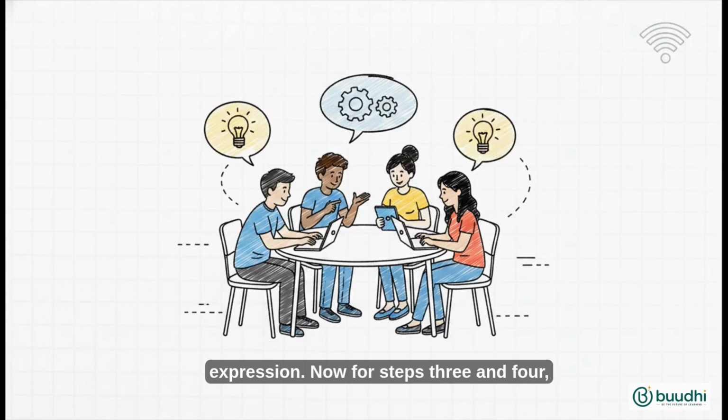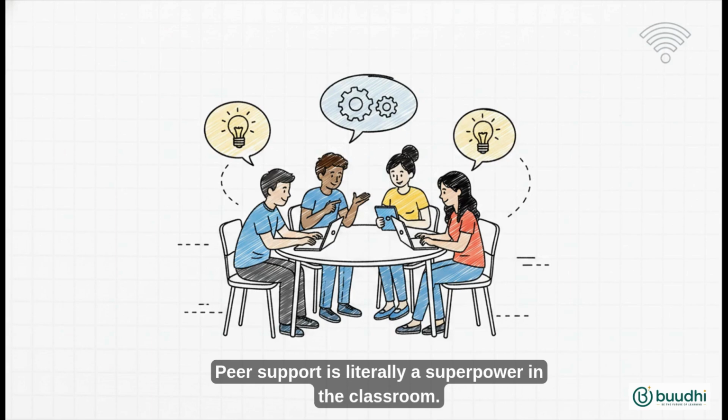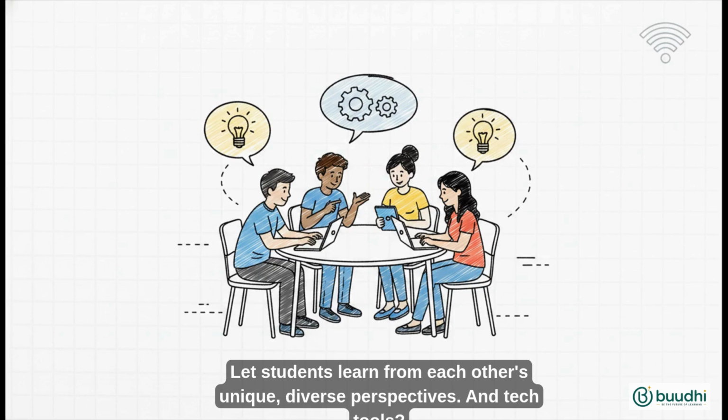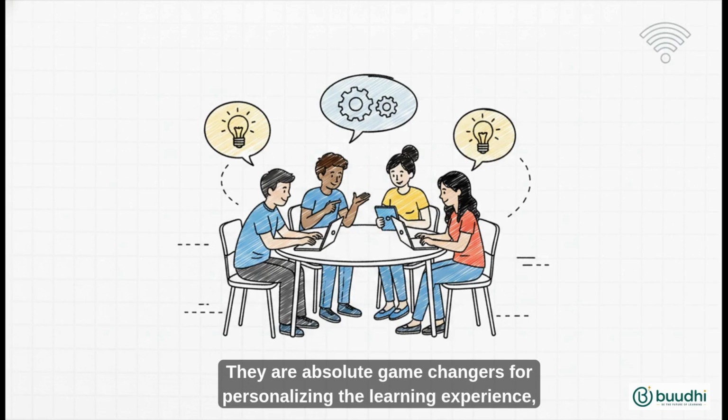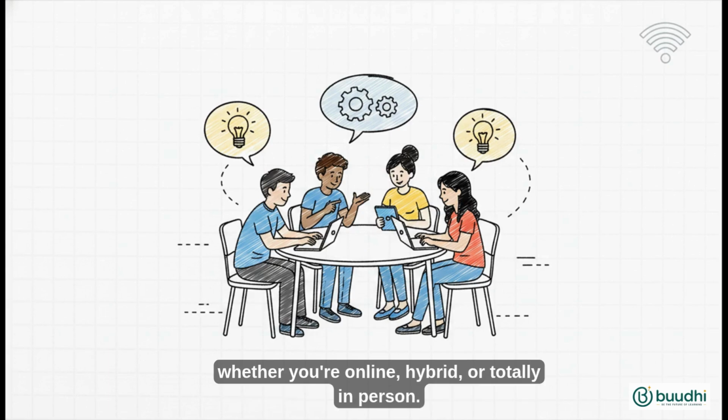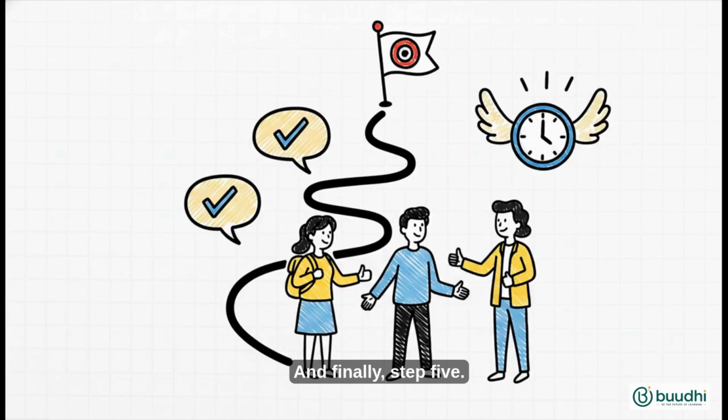Now for steps 3 and 4, which are all about collaboration and technology. Peer support is literally a superpower in the classroom. Let students learn from each other's unique, diverse perspectives. And tech tools, they are absolute game changers for personalizing the learning experience, whether you're online, hybrid, or totally in person. And finally, step 5.